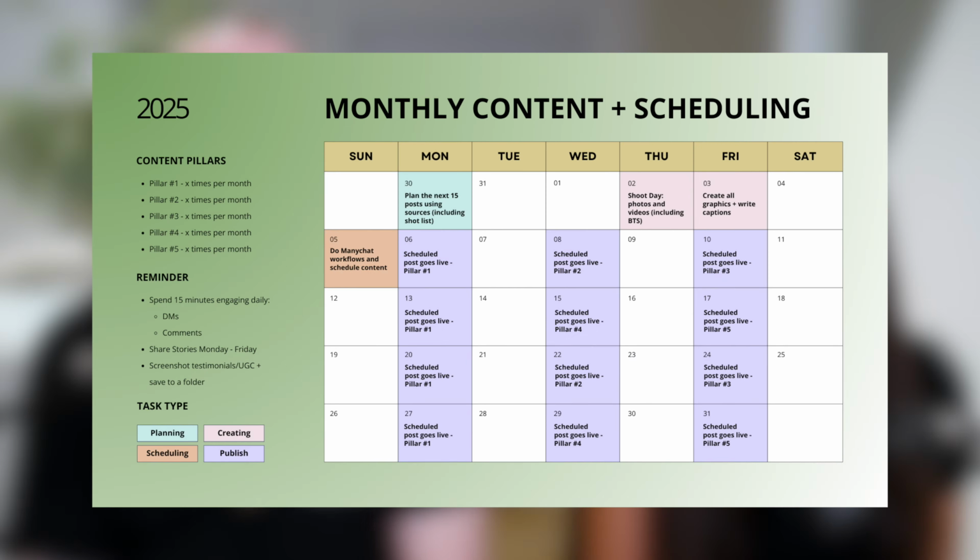Here's a schedule you can steal for a monthly routine. You want to keep your heavy lifting to the first week of every month where you plan, create, and schedule. That way, the rest of the month, you can focus on activities to nurture and engage your community to grow.